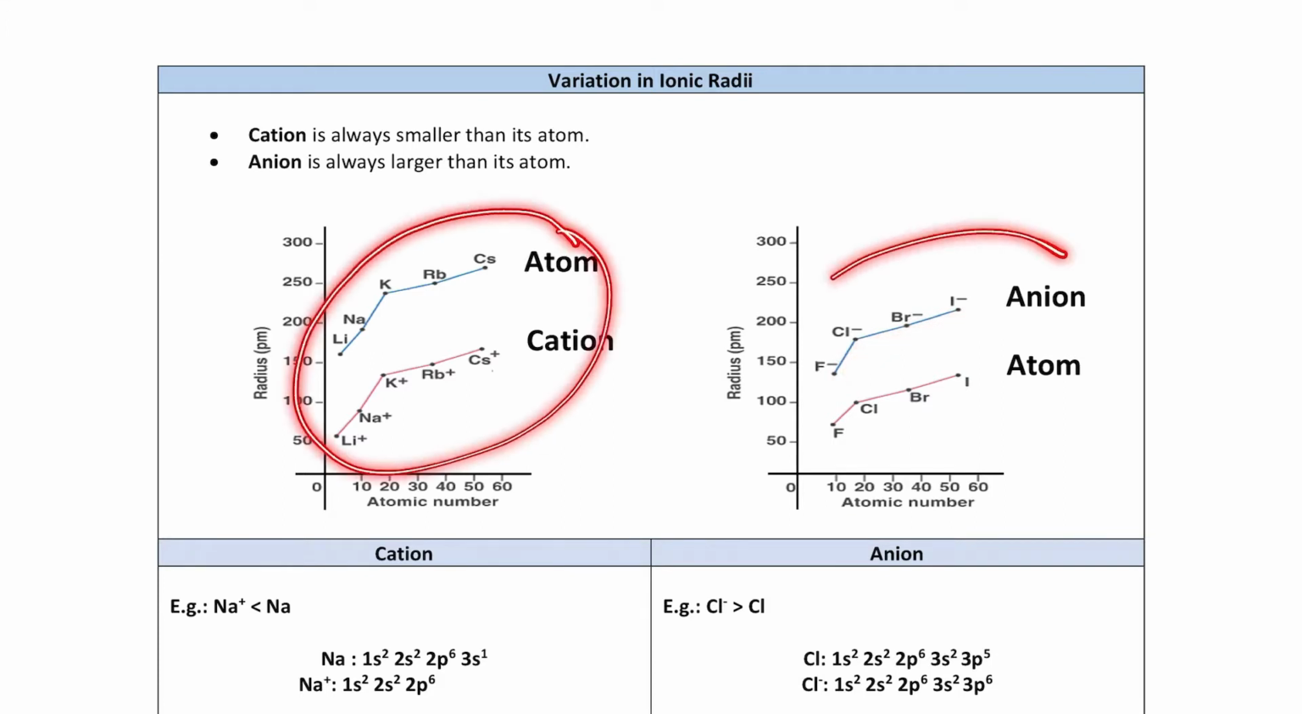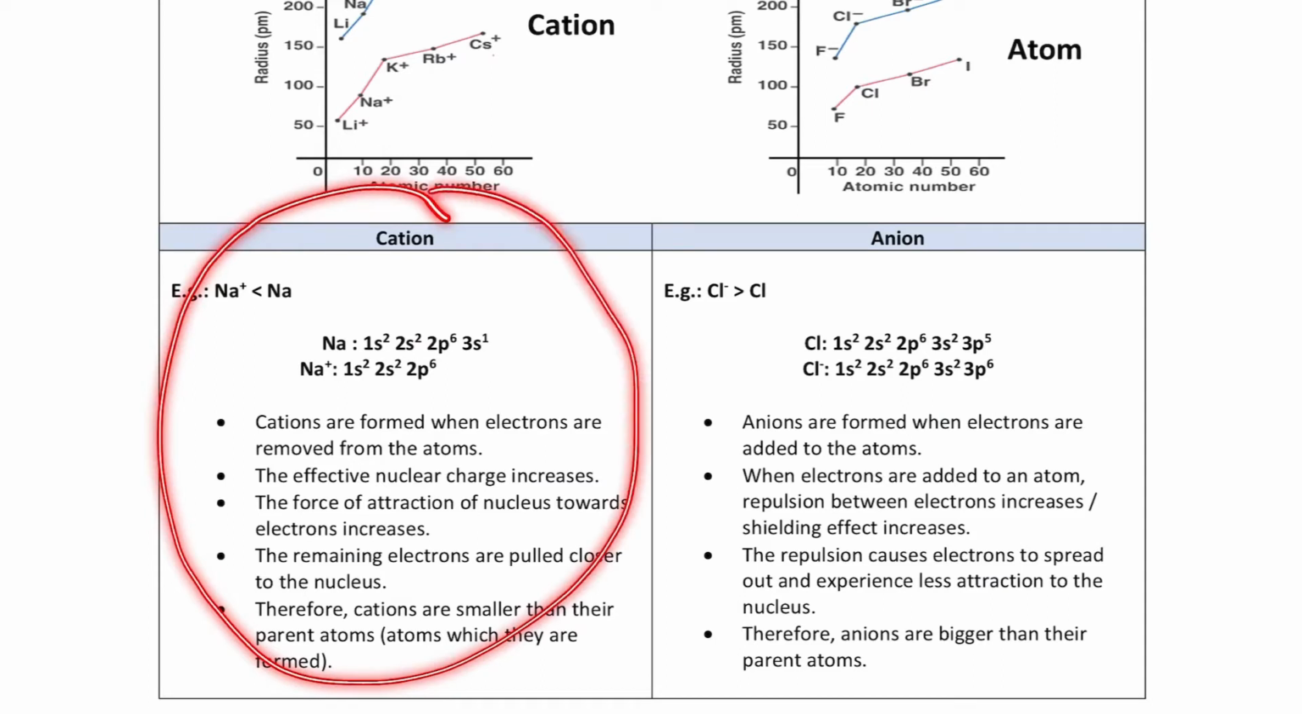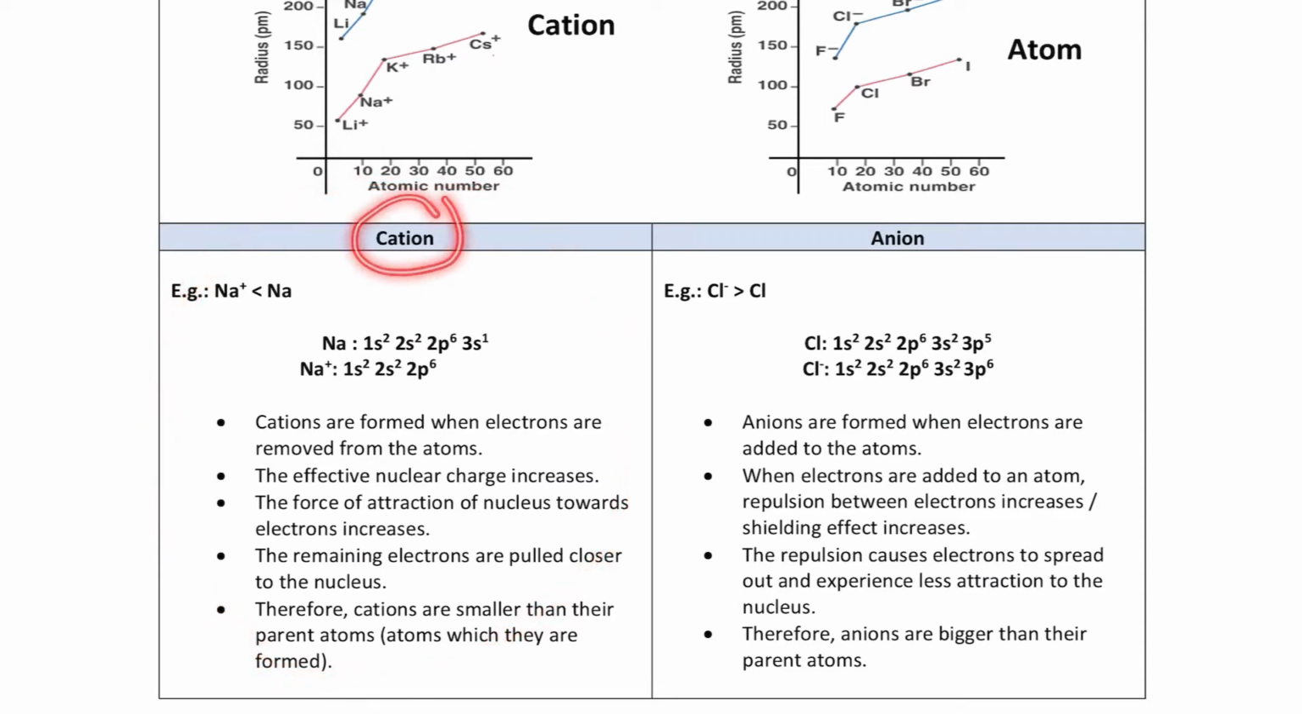So this is what we need to explain. Why is the size of a cation always smaller than its atom? Why is the size of an anion always bigger? So the explanation is here. This explanation is for cation. The example that I will use here is sodium ion and sodium. The size of sodium ion, which is a cation, is smaller than sodium atom.